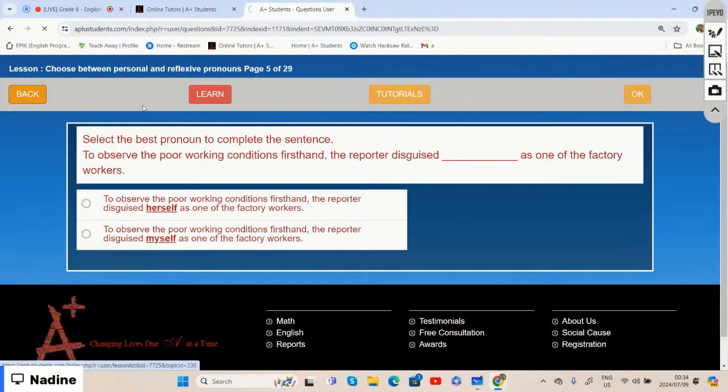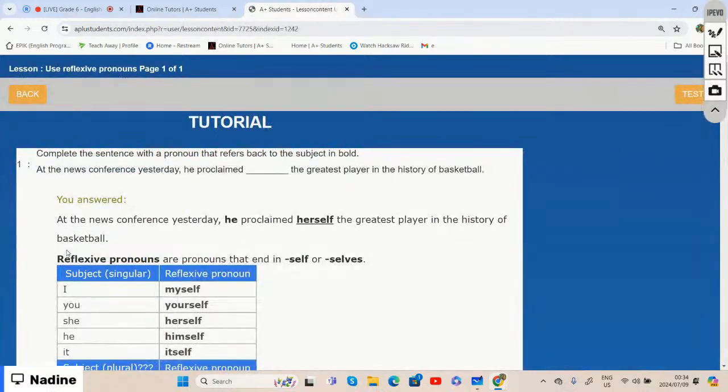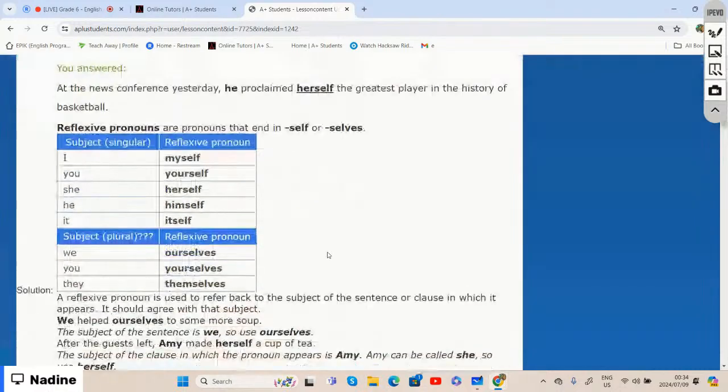All right, so now we're going on to the next lesson, right, which is to use reflexive pronouns. So we're going to use reflexive pronouns, right? And remember, a reflexive pronoun, right? It either ends in self or it ends in selves. It ends in self if it refers to a singular subject, and it ends in selves if it has a plural subject.